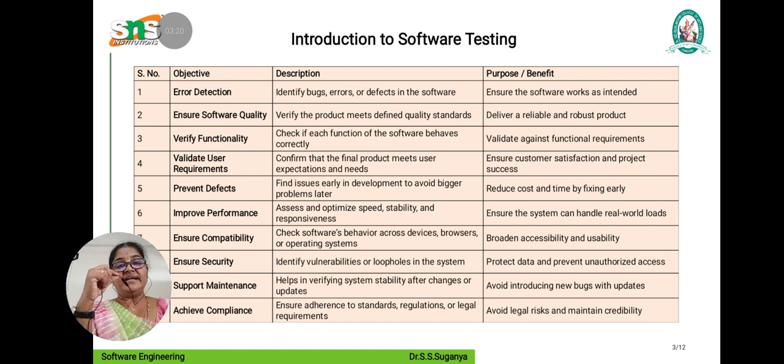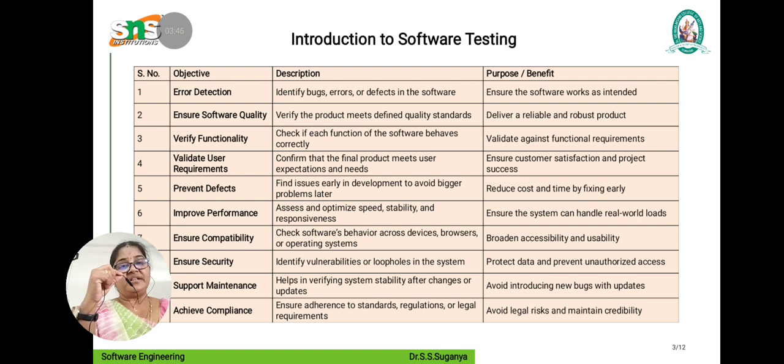We have to validate the user requirements too. How do we validate the user requirements? By confirming that the final product meets the expectations or the user needs. That is, the product which we develop should always meet the user needs. So we have to validate whether the product which has been developed by us meets the expectations or needs of the customer.